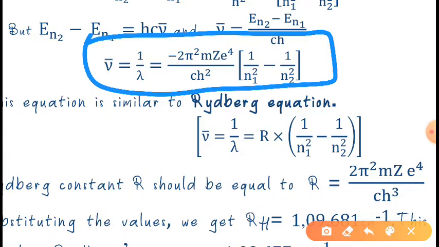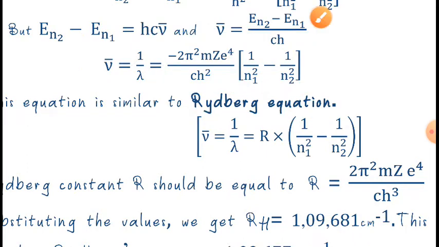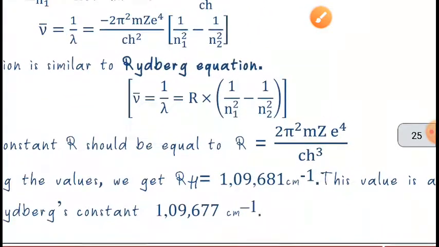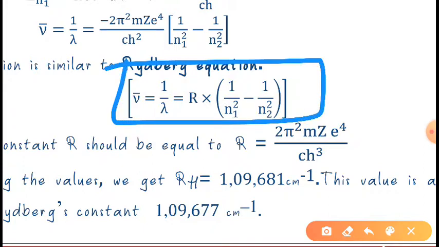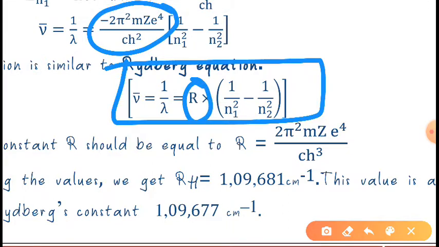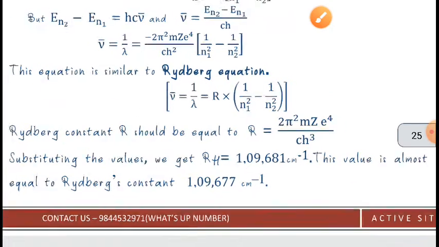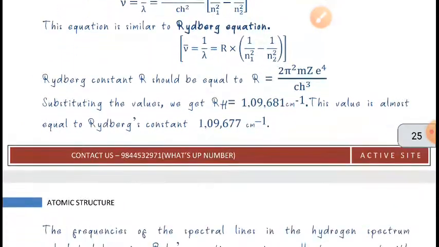This equation is similar to the Rydberg equation. In place of this value we have put R, which is the Rydberg constant, equal to 2 pi squared m Z e to the power 4 divided by c h cubed. So this was all about the Rydberg constant.